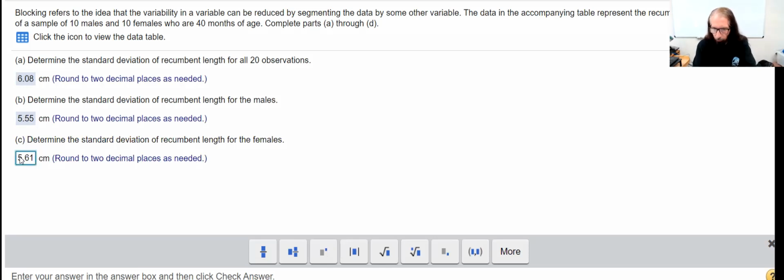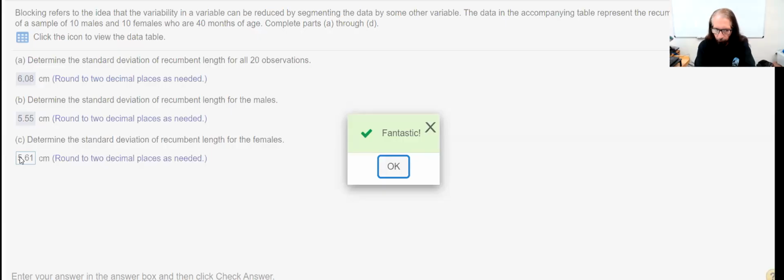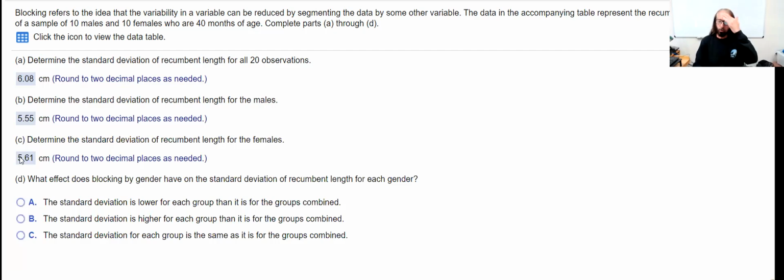Notice on both this example and what's in the previous video, if I'd been wrong about this being a sample, we'd get different answers for population standard deviation. So what's the effect of blocking? Both the 5.55 and the 5.61 are smaller than the 6.08 when we combine them.